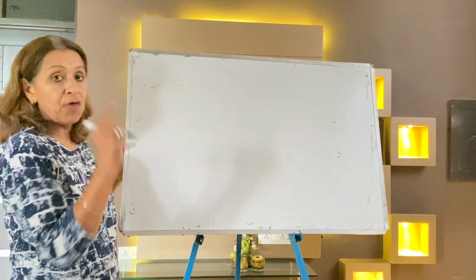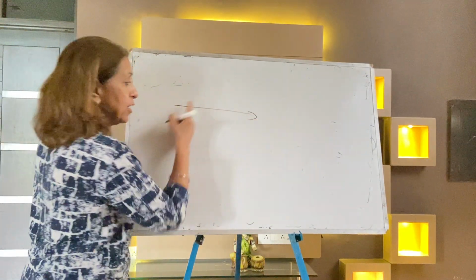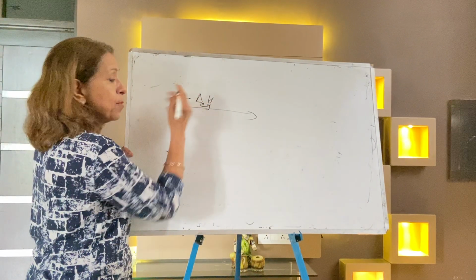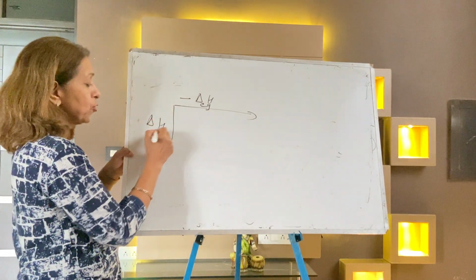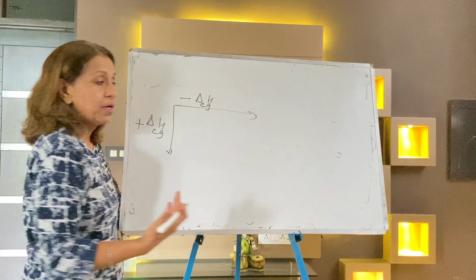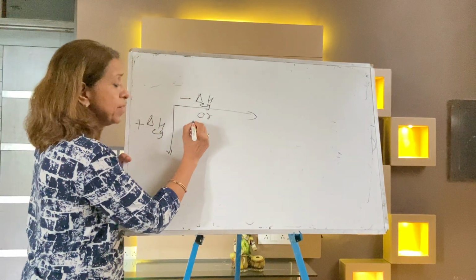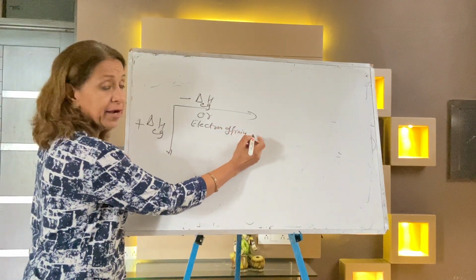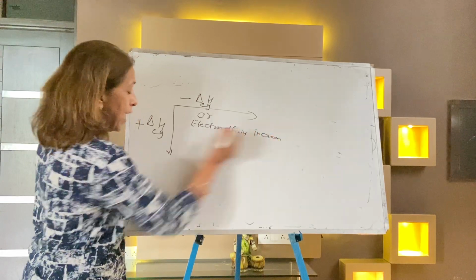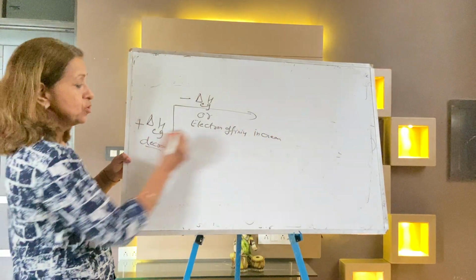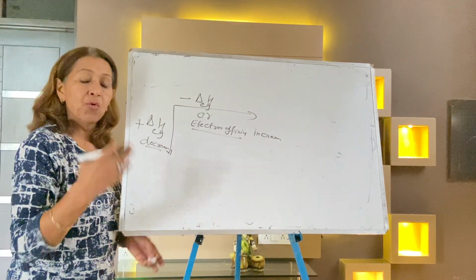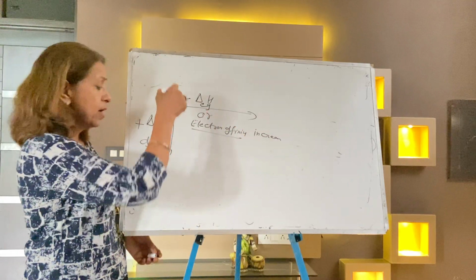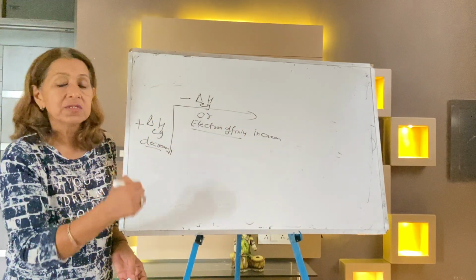Electron gain enthalpy in the third period. So just listen, in a period and in a group. In a period, electron gain enthalpy becomes more and more negative, but in a group, electron gain enthalpy becomes more and more positive. Electron gain enthalpy has another name, electron affinity. Electron affinity increases in a period and decreases in a group. So this is another name. Electron gain enthalpy becomes more and more negative in a period, or you can say electron affinity increases in a period, and electron gain enthalpy decreases in a group.